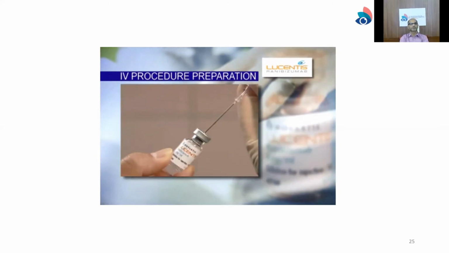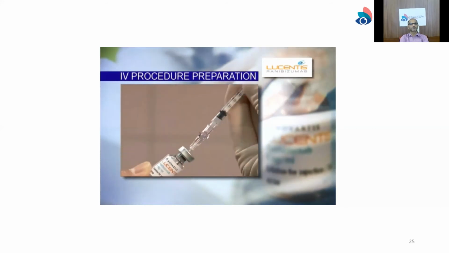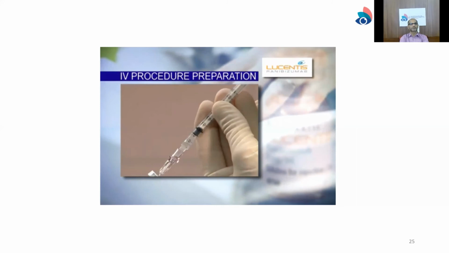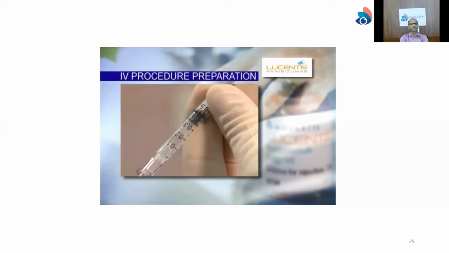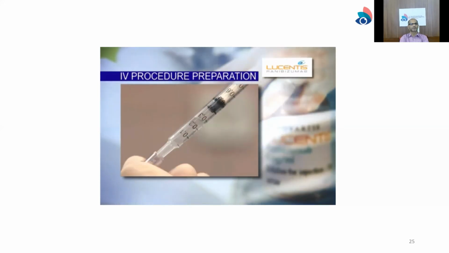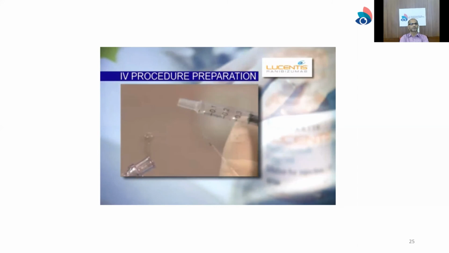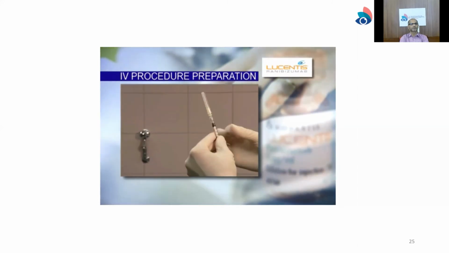Then, push the needle down into the center of the vial stopper while holding the vial upright and withdraw all of the Lucentis from the vial. Leave the blunt filter needle in the vial and disconnect the syringe from the blunt filter needle. Aseptically and firmly attach the injection needle to the syringe.